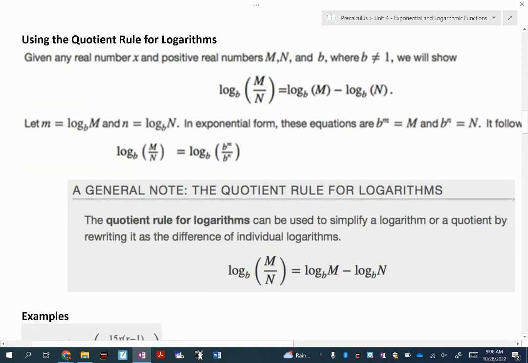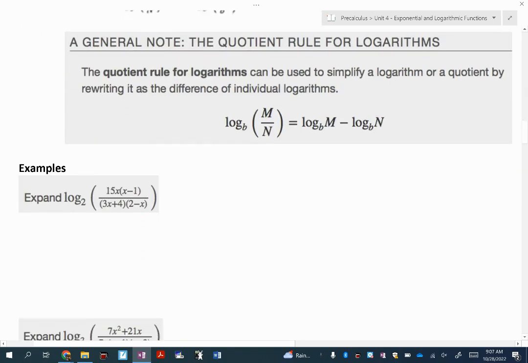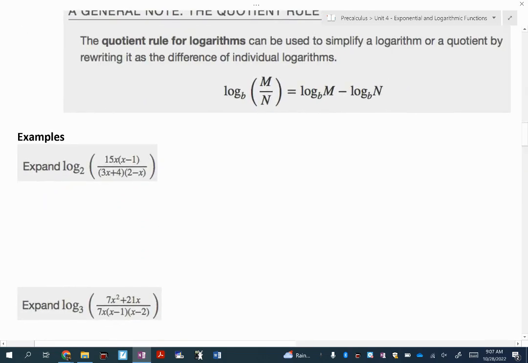Okay, let's go to the quotient rule. Quotient rule is very, very similar to the product rule. It's just instead of having multiplication and addition linked up, now we have division and subtraction linked up. So the way I think of this is if you have a logarithm and your argument is a fraction, you can expand that logarithm into two logarithms, and they're connected by subtraction. So you're thinking division with subtraction, subtraction with division.